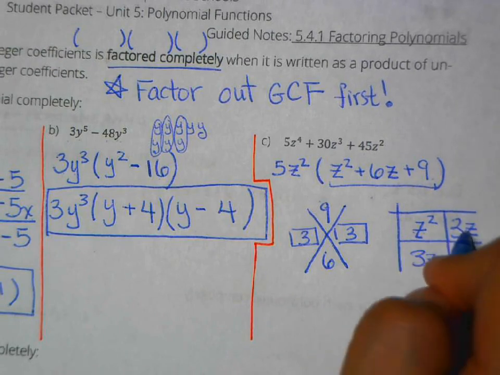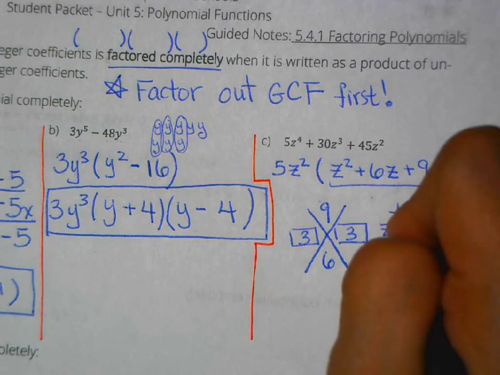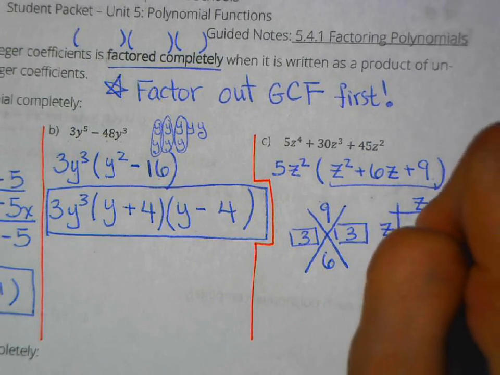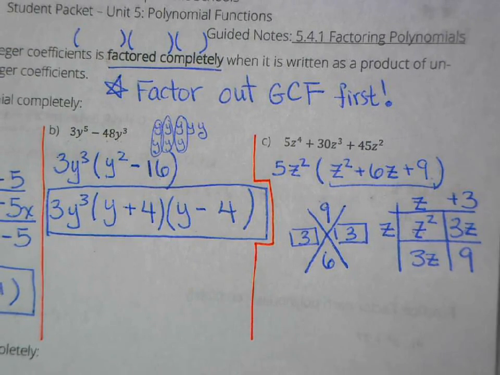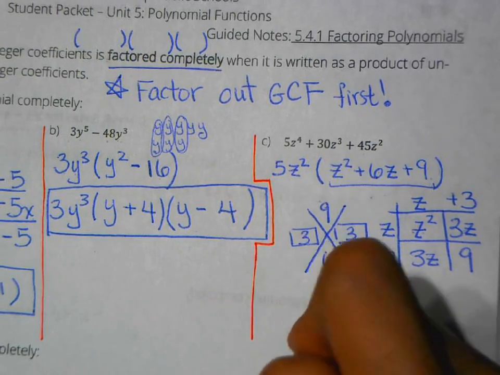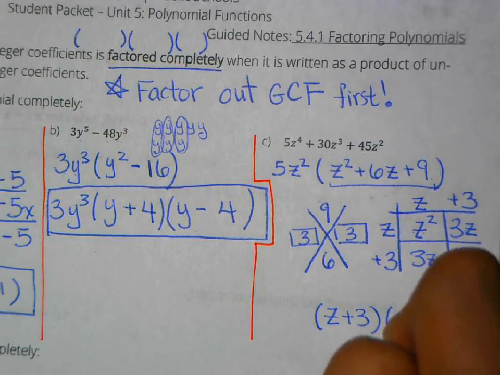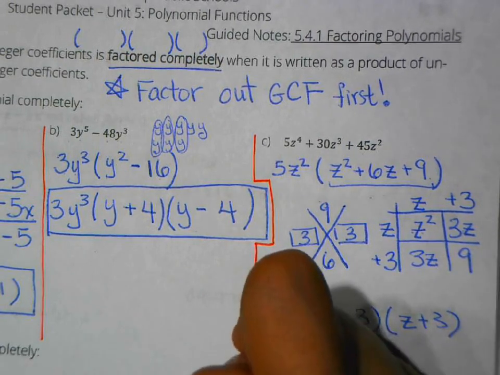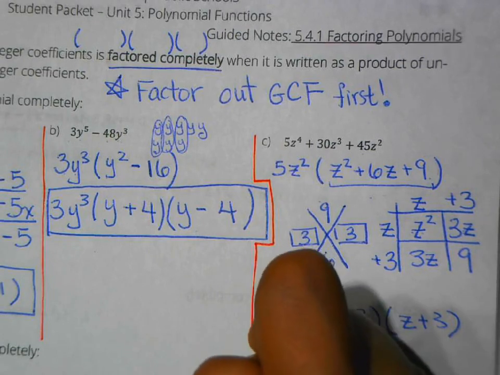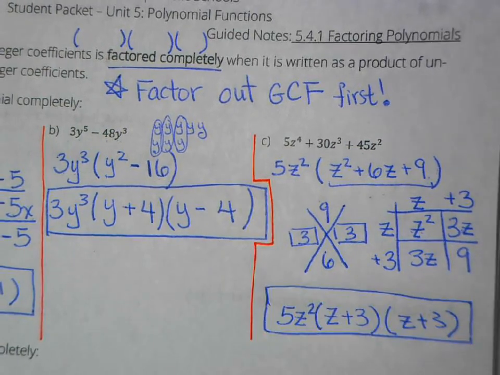The greatest common factor between the top 2 boxes is z. So z times z is z squared. Z times 3 is 3z. Z times 3. So I get z plus 3 times z plus 3. Pull down the greatest common factor, 5z squared. I have now completely factored this polynomial.